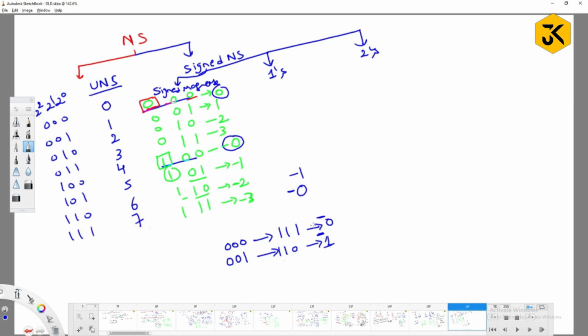Is it okay? Right? So I have taken the same normal number and I am going to make it complement. Complement means opposite to the value, right? So similarly 010, its complement 101, this is 2, which means 101 acts as minus 2. 101 in one's complement will act as minus 2, right? Next, 100 will act as minus 3.